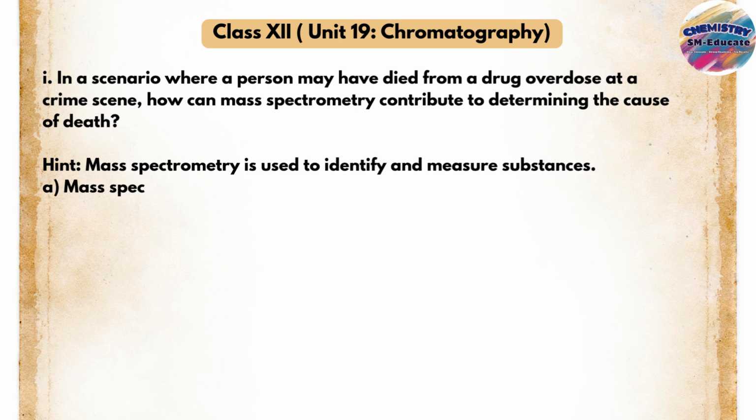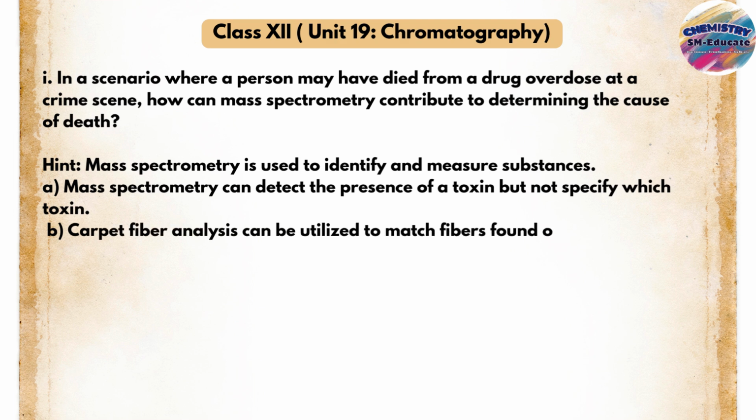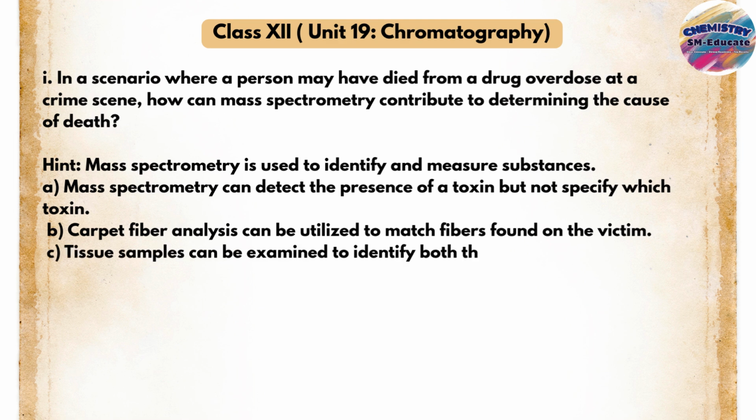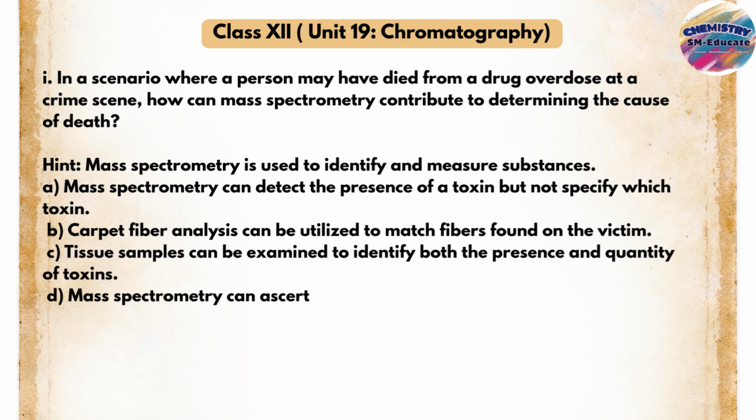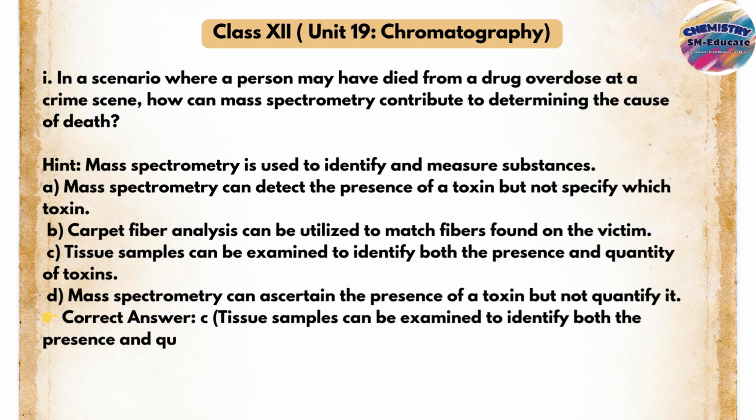A. Mass spectrometry can detect the presence of a toxin but not specify which toxin. B. Carpet fiber analysis can be utilized to match fibers found on the victim. C. Tissue samples can be examined to identify both the presence and quantity of toxins. D. Mass spectrometry can ascertain the presence of a toxin but not quantify it. Correct answer: C. Tissue samples can be examined to identify both the presence and quantity of toxins.